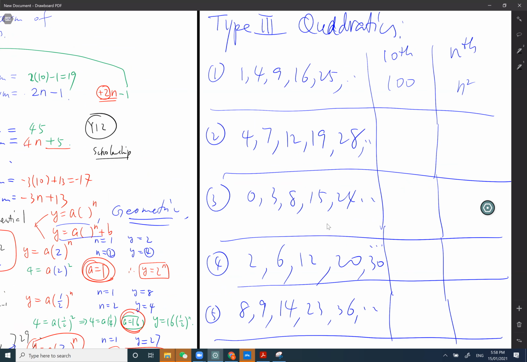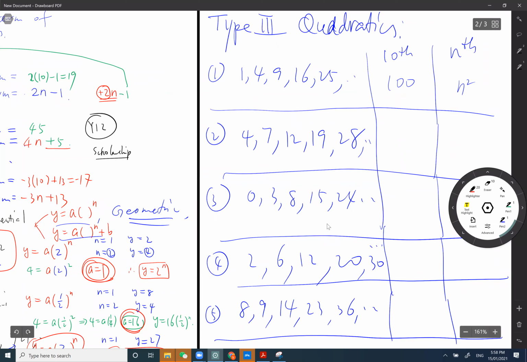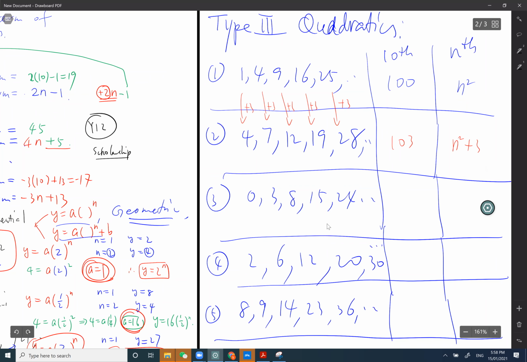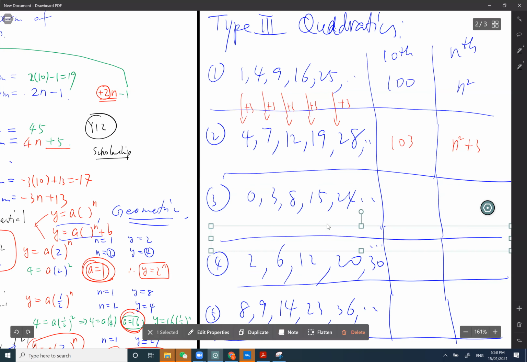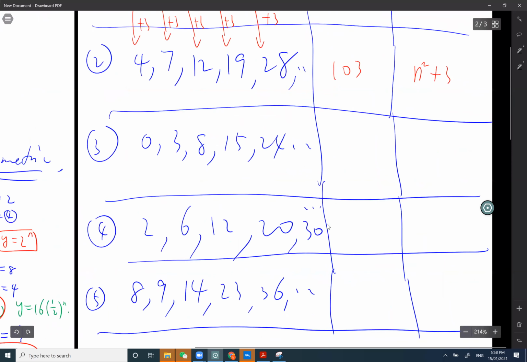Okay. Elisa, number 2. We learn some methods, but if you can find the easy answer, use it. Easy answer like here: from here to here, they all just plus 3. That's why it's n squared plus 3. But let's check a general way. We can use this method to solve all quadratic sequences.